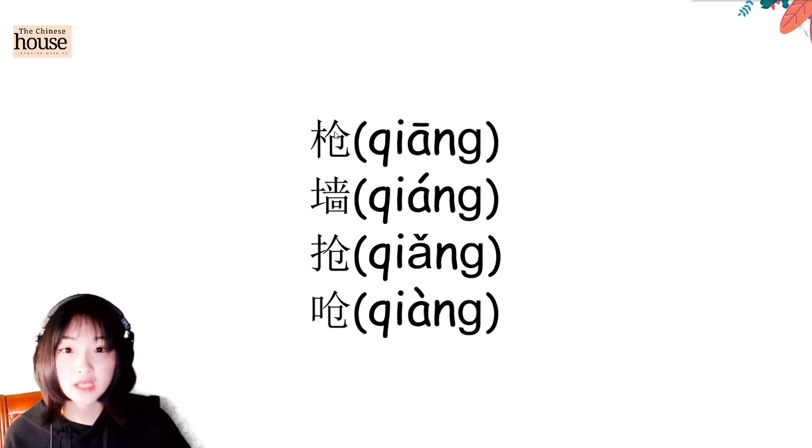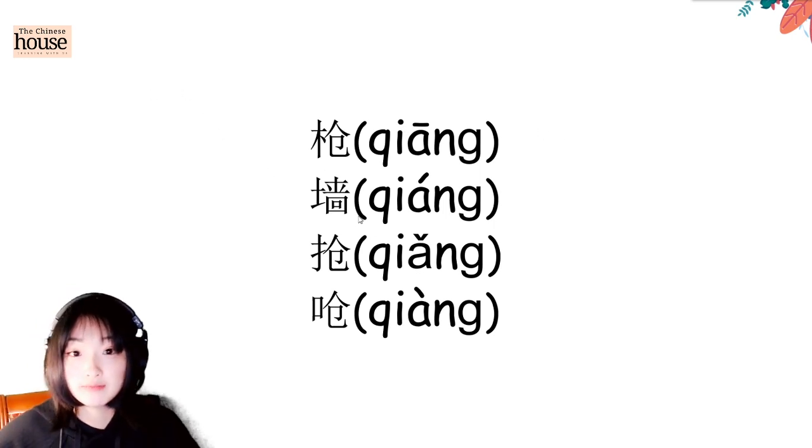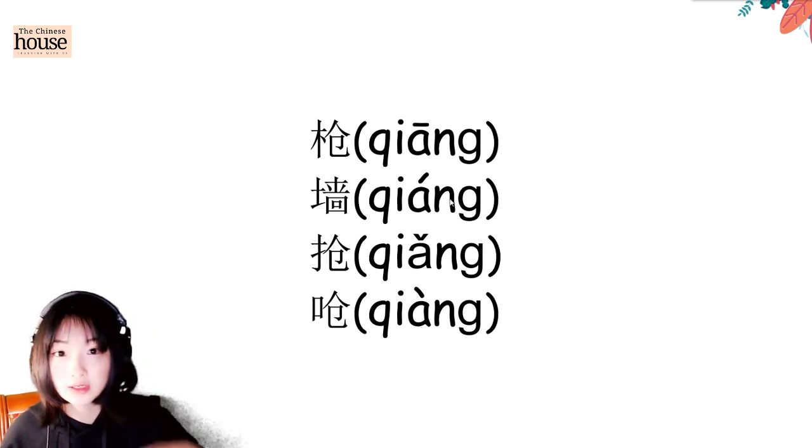So flatten, qiang. This means guns. Qiang, qiang. And this one means wall. This one means to grab. And this one means choke. Totally different meaning. Second one, second tone, rising, remember it?